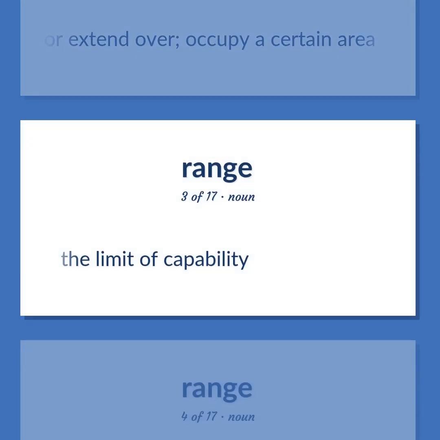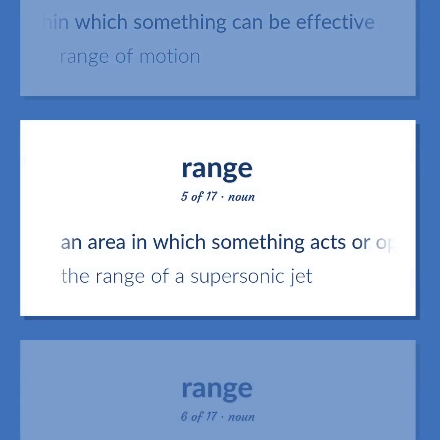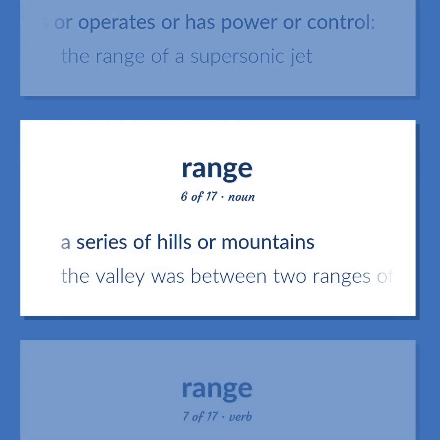The limit of capability. The limits within which something can be effective. Range of motion. An area in which something acts or operates or has power or control. The range of a supersonic jet. A series of hills or mountains. The valley was between two ranges of hills.